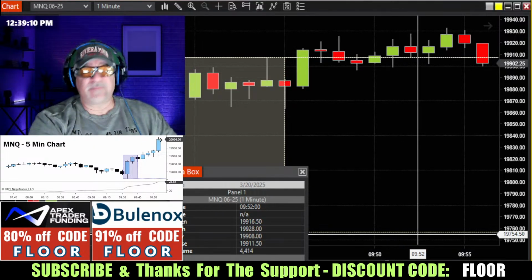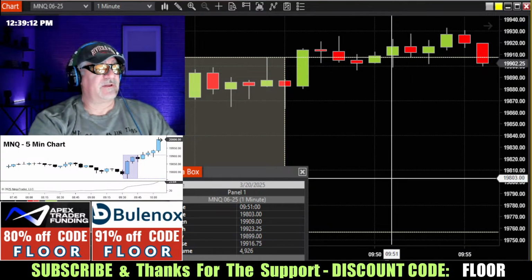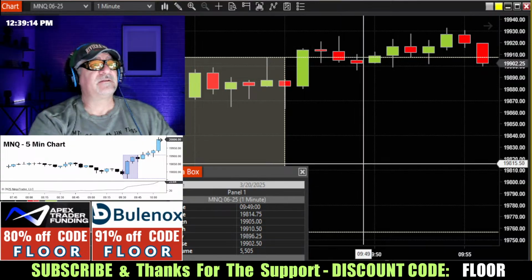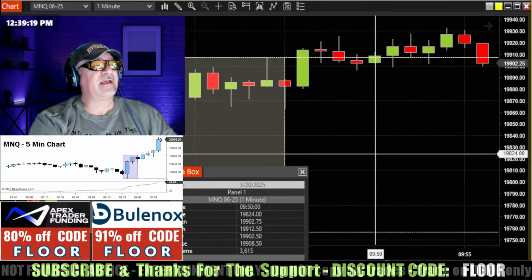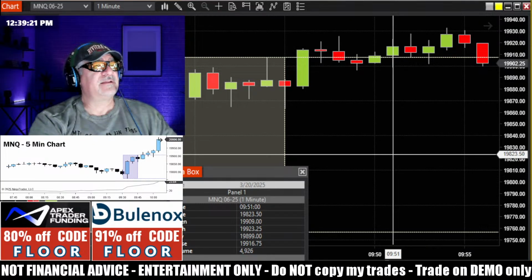What day am I doing? I'm doing the 20th, right? The 20th looks like it closes on the 950 candle. That's the 950 candle over there. We are going long at the open of the next candle. That's 19,909.